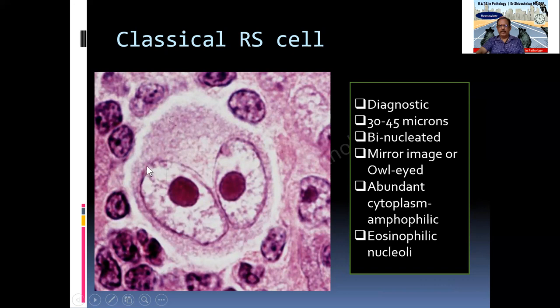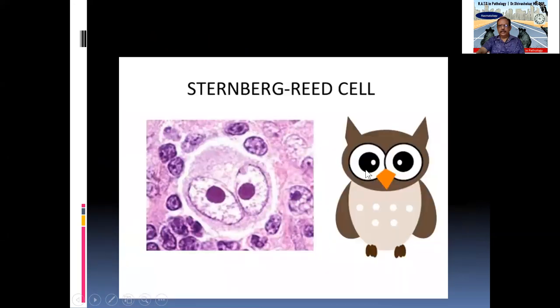This is the nuclear membrane. There are two of these. So one appears to be a mirror image of the other. So this is a classical mirror image appearance seen in the Reed-Sternberg cell. Nucleolus is pink in color. So this is classical. Owl-eyed appearance or a mirror image nucleus, the eosinophilic nucleoli are all classical of it. And this is one. I think you can compare the picture over here. The Reed-Sternberg cell is a classical one, which you people will have to describe.